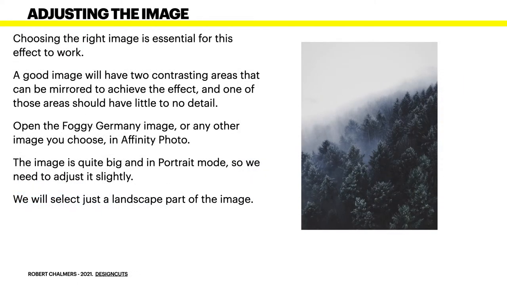Now, choosing the right image is essential for this effect to work. A good image will have two contrasting areas that can be mirrored to achieve the effect, and one of those areas should have little or no detail. Now you can see the forest on the right there, and above it a clear, foggy sky. Open the Foggy Germany image, or any other image you choose, in Affinity Photo. Now this image is quite big and in portrait mode, so we need to adjust it slightly. I want to select the landscape part of the image.